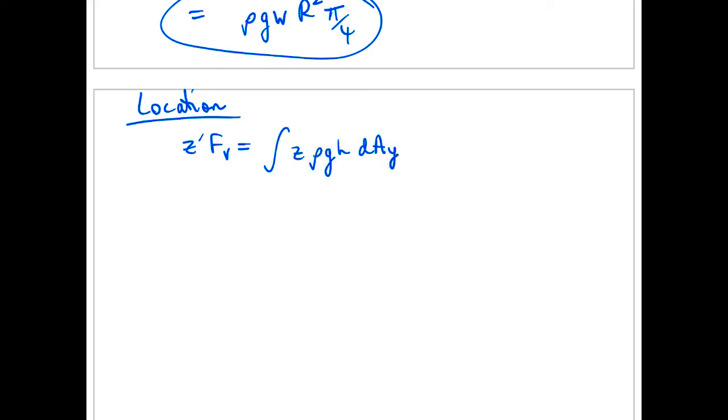So z prime is what we're looking for. Z prime is going to give us the location of where the vertical force is acting. And on the right-hand side, same integral, except we multiply that by z. So we just have to sub in z. I'll do a sketch here on the side so we know how to sub in for z in our cylindrical coordinate system.